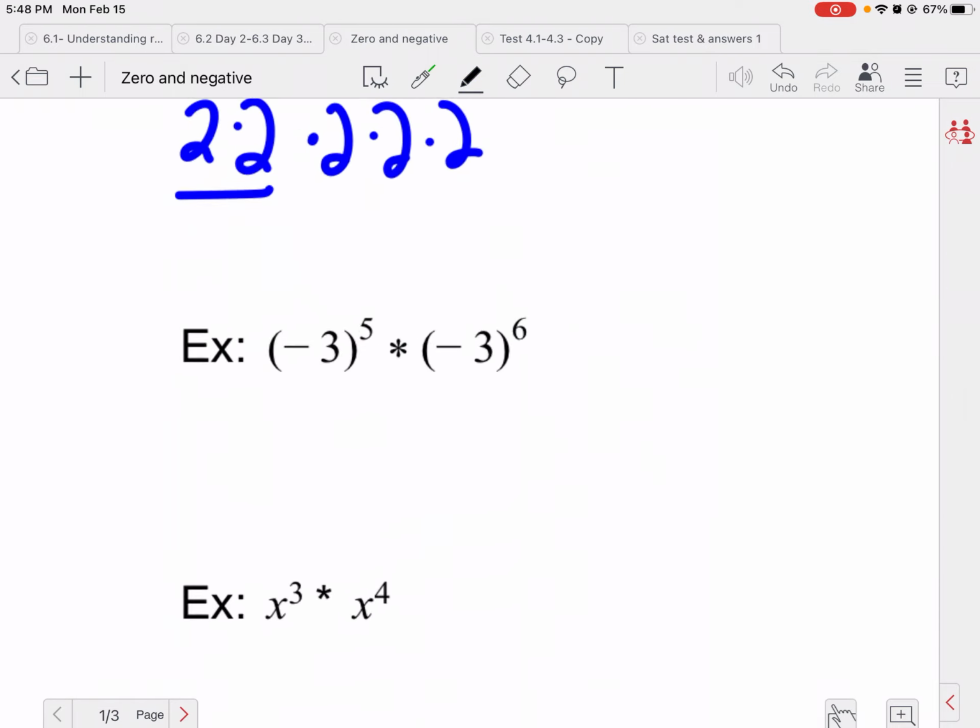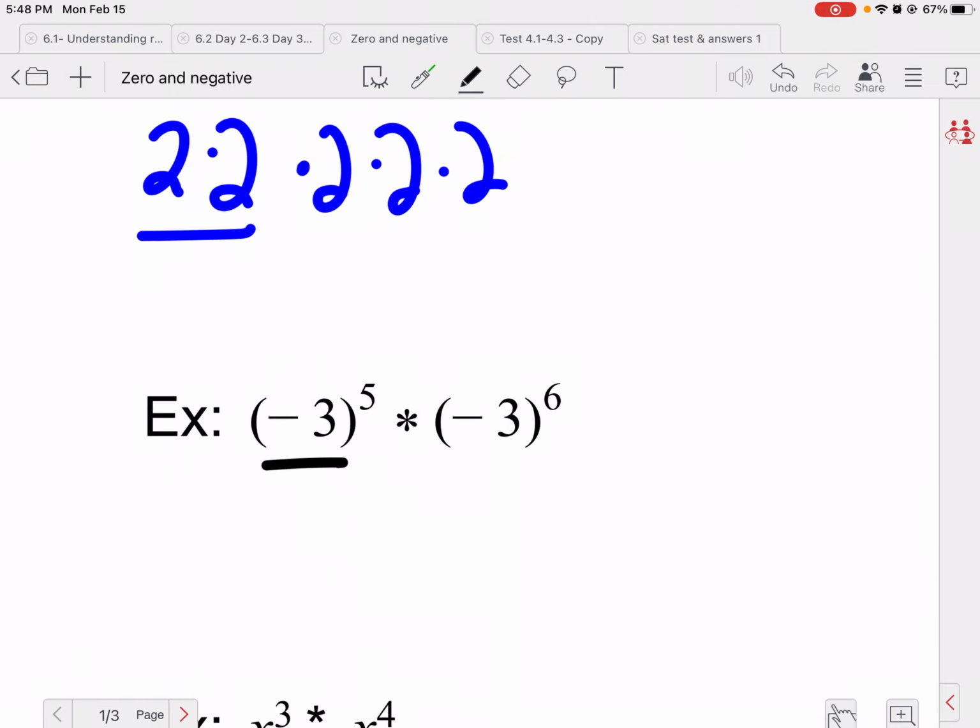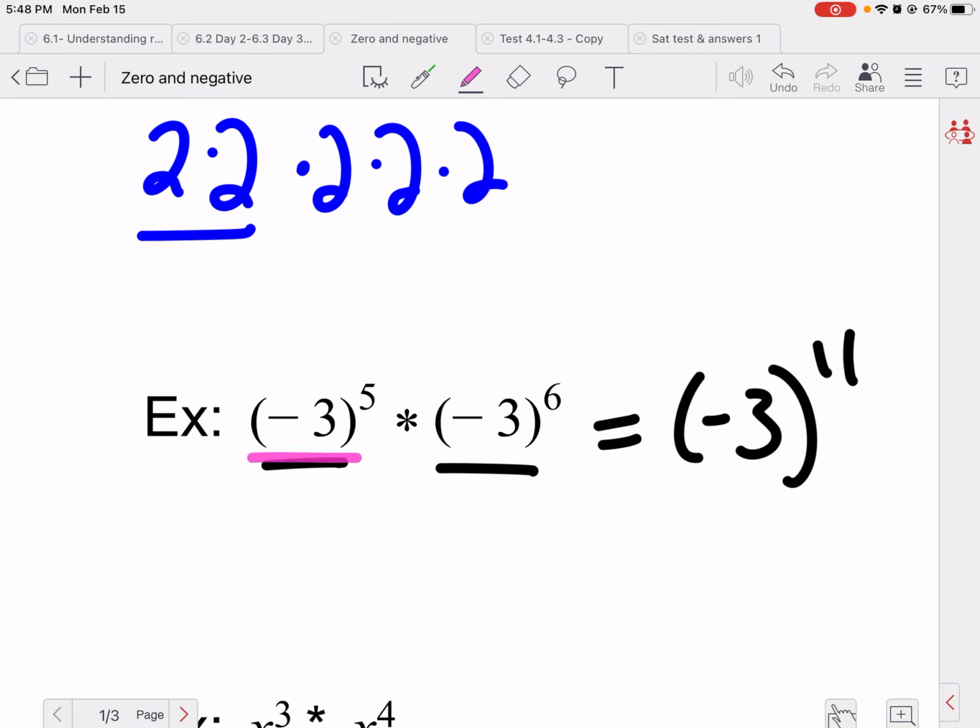Now we can do the same thing with negative numbers. Okay, this is saying negative 3 5 times and negative 3 6 times. So it'd be negative 3 11 times. We do want to make sure that if it starts in parentheses like this, it ends in parentheses, because we want the negative to be to the 11th power as well.